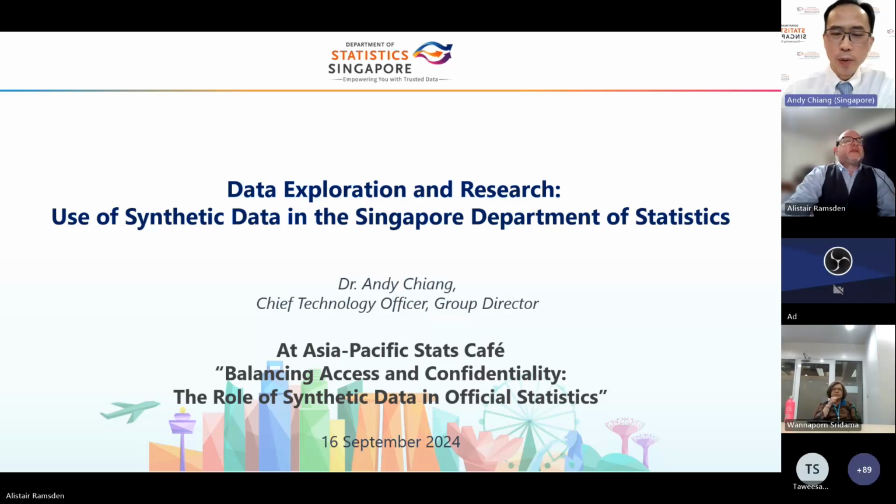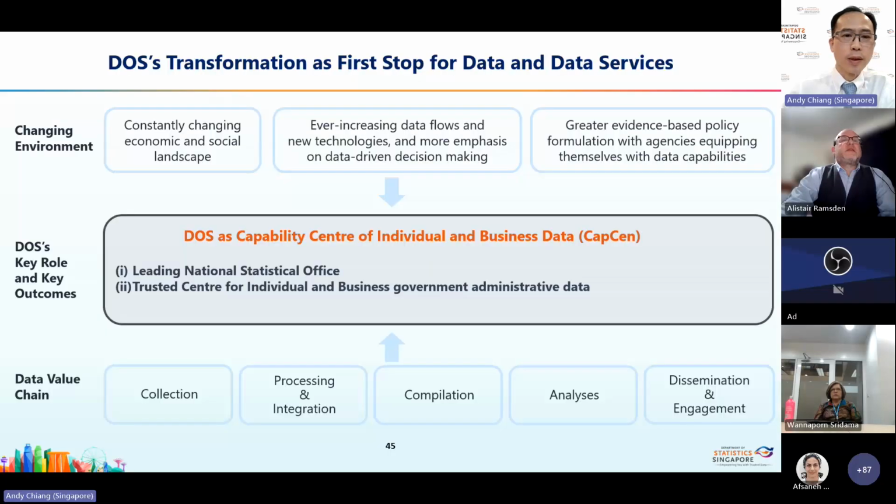This afternoon, I'll just share very quickly on how we view synthetic data, how we use it for data exploration and research. So very quickly, the Department of Statistics in Singapore plays two roles. One, as the National Stats Office. Two, we are the Trusted Center for Individual and Business Government Administrative Data, right? And with these two roles, we have identified ourselves to be the first stop for data and data services in Singapore for both internal and external users.